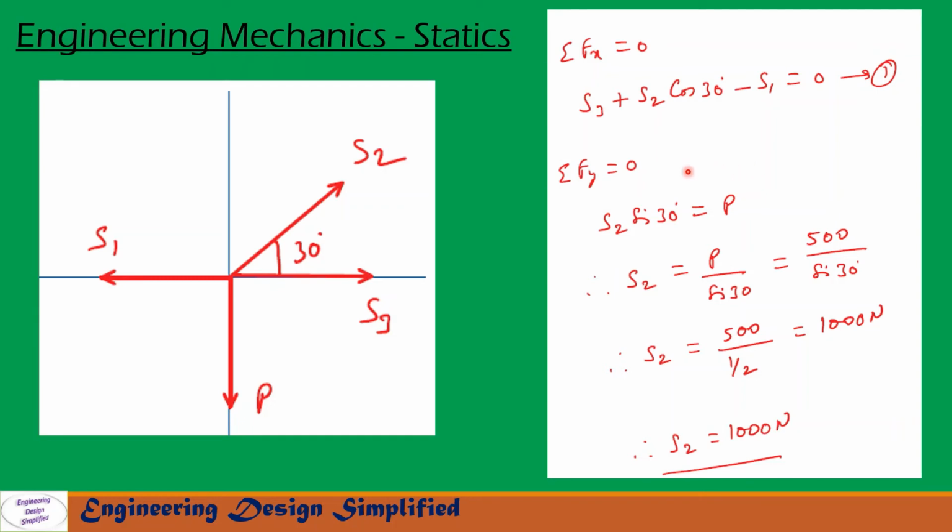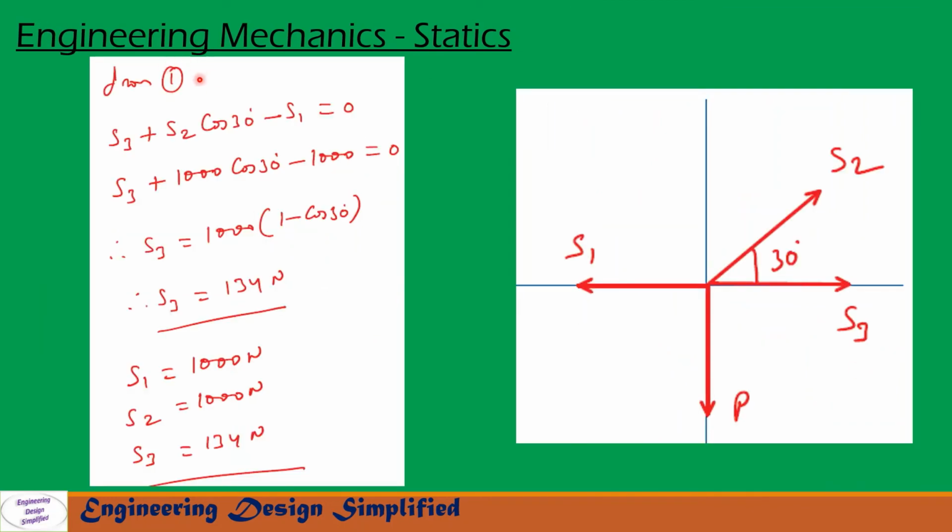Now let us resolve forces along Y. So along Y, sigma Fy equal to 0. Along Y we have vertical component of S2, which will be S2 sin 30, and the weight P acting downwards, and vertical component of S2 will be acting towards this direction vertically. So S1 and S3 will not have any vertical components. So from this we get S2 sin 30 equal to P. So S2 can be written as S2 equal to P by sin 30. We know that P is 500, given in the problem, divided by sin 30. So sin 30 equal to 1 by 2. So we get S2 equal to 1000 Newton.